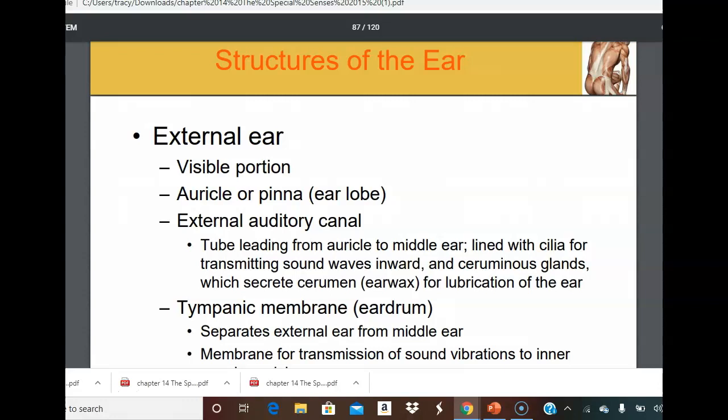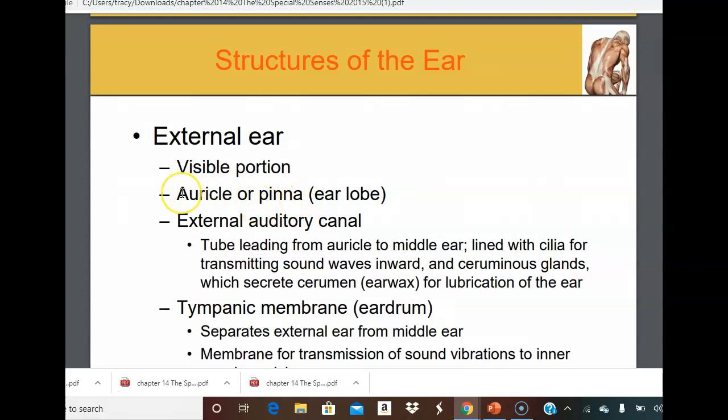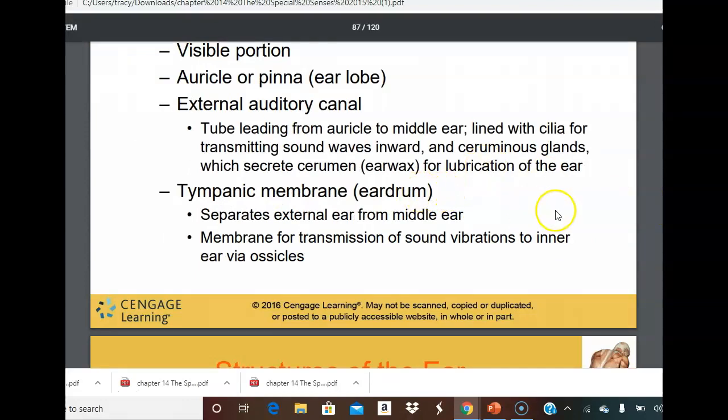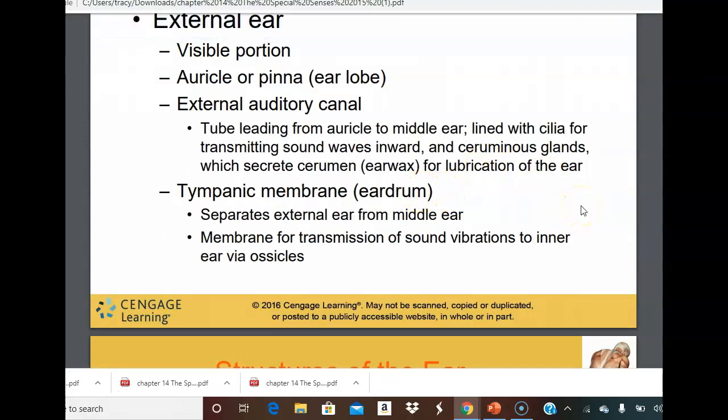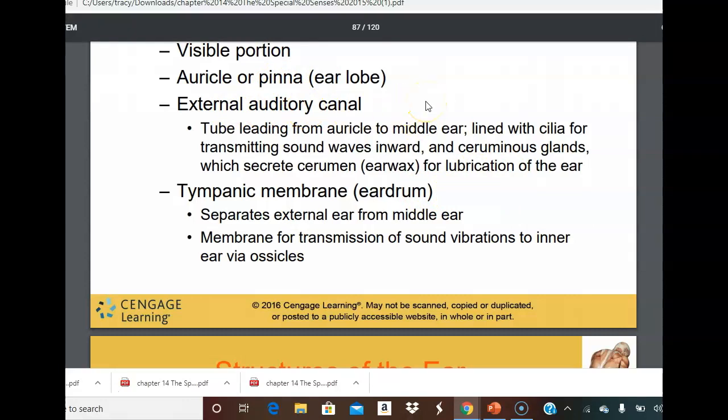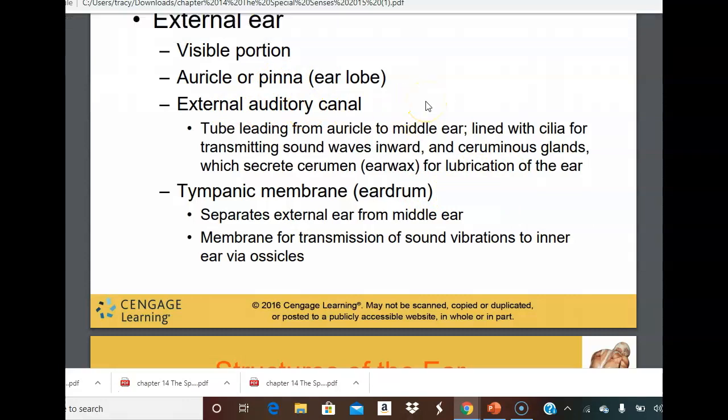The external ear makes up basically what you see externally, which is called the auricle. Pinna is more of an animal or veterinary term. They usually will call the external ear of a cat or a dog the pinna, whereas we call it the auricle, which is basically the external ear itself. Then we have a canal that goes from the outer ear up to the eardrum. That's called the external auditory canal. It's lined with cilia that help to transmit those sound waves from air into the external auditory canal, so that the air can then put pressure on the eardrum, and then we'll talk about what happens there.